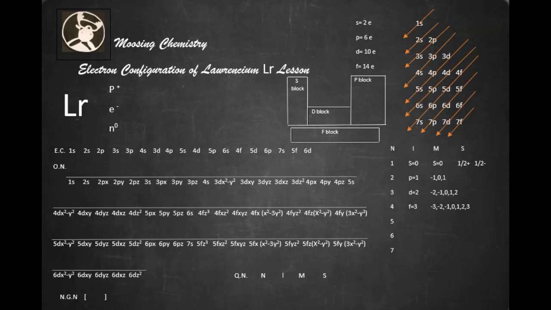This is the Electron Configuration of Lawrencium, Lr, lesson. Lawrencium happens to be element number 103, so we're going to put 103 there. And the atomic mass is 262. It's got 103 protons, 103 electrons, and the neutron count is going to be 262 minus 103, which would be 159. Okay, S holds 2 electrons, P will hold 6 electrons, D will hold 10 electrons, and F will hold 14 electrons.